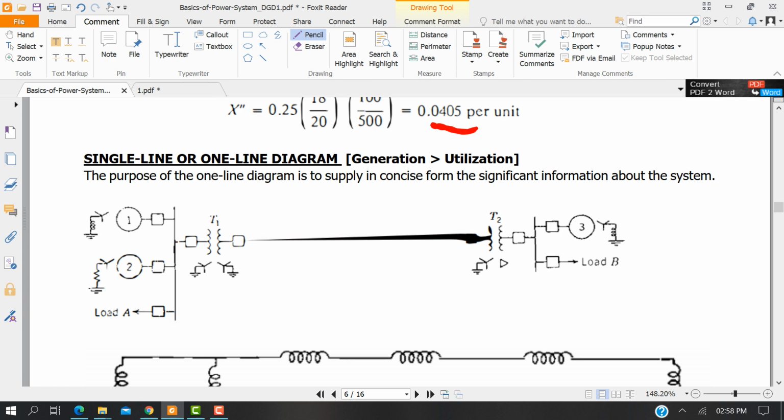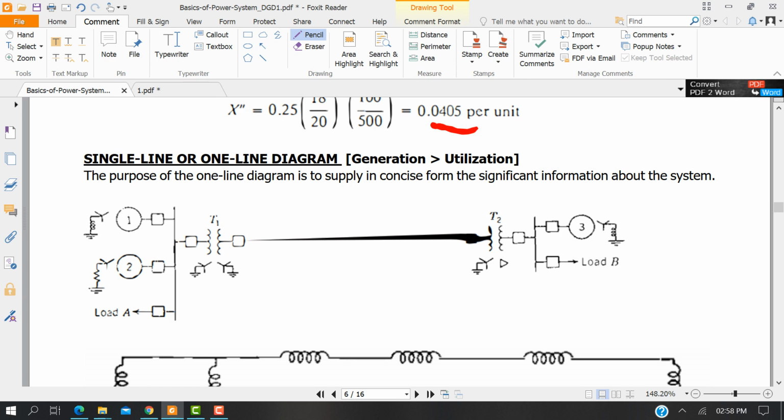Now we'll see the single line diagram or one line diagram here. In our power system there are four different sections: generation, then transmission, then distribution, and then we are on the load side where the consumer is, that is the utilization section. So there are four different sections actually, and the course ELG4125 is organized accordingly. So what is the purpose of a single line diagram?